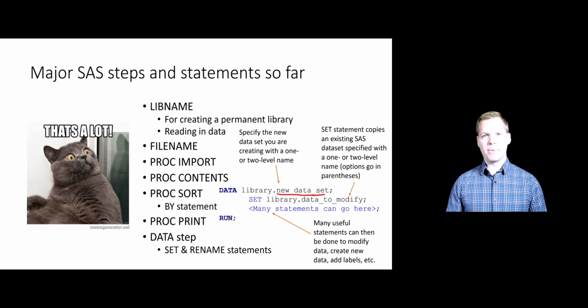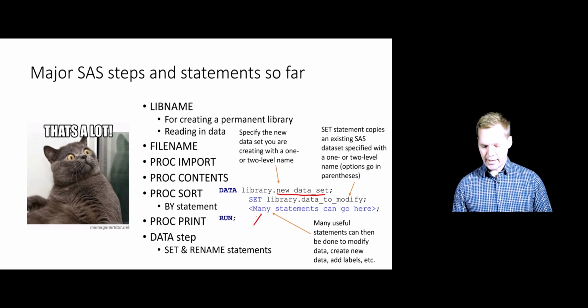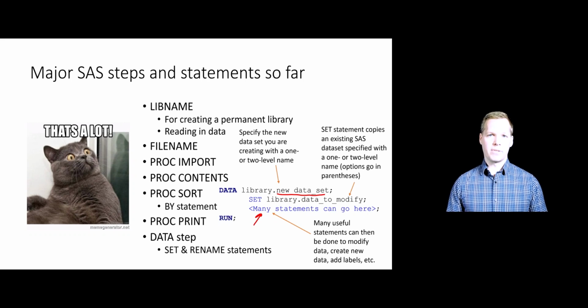We saw the use of the set statement. We're going to continue to use the set statement throughout this module. And that set statement just copies a data set that you might have access to. And again, you might access that data set that you want to copy through a one or two level name. And what we're going to do in this module is we're going to start investigating a lot of these other steps and statements, all these different statements that we could add to this data step. So we've already seen a rename statement, but we'll look at things like label statements, drop and keep statements, and so on.